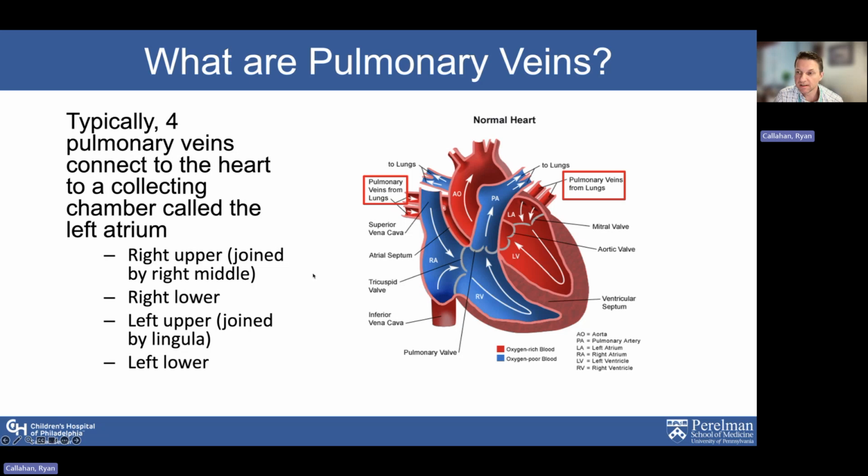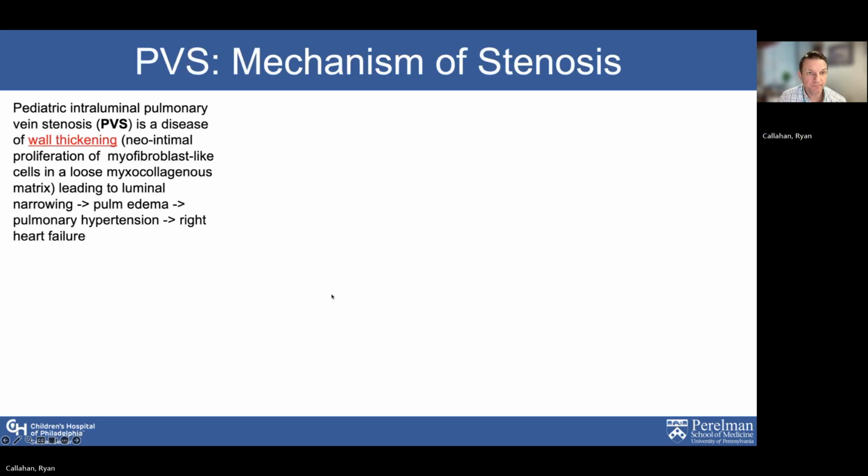The most unique variant of this would be having three vessels. The most common being that the left upper and the left lower join together before entering the left atrium, and that's called a common vein. And I'll show an example of that later on.